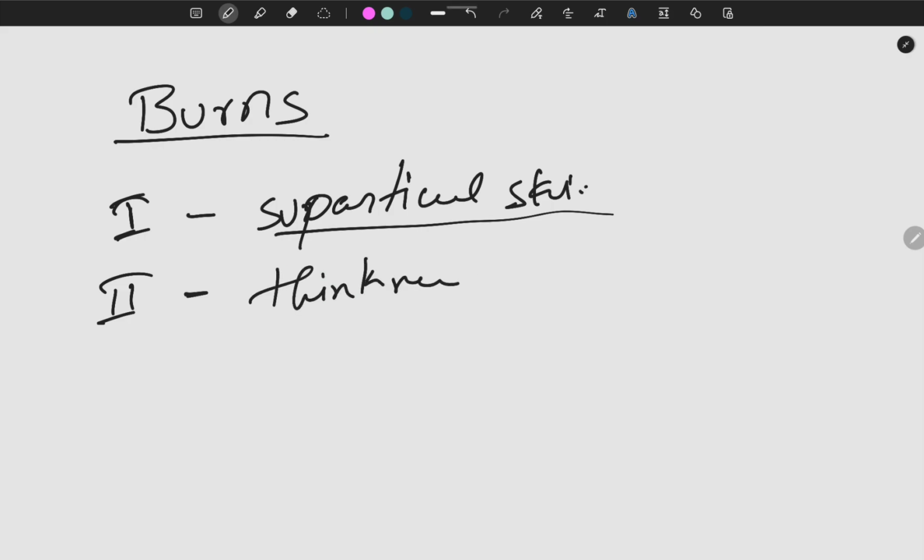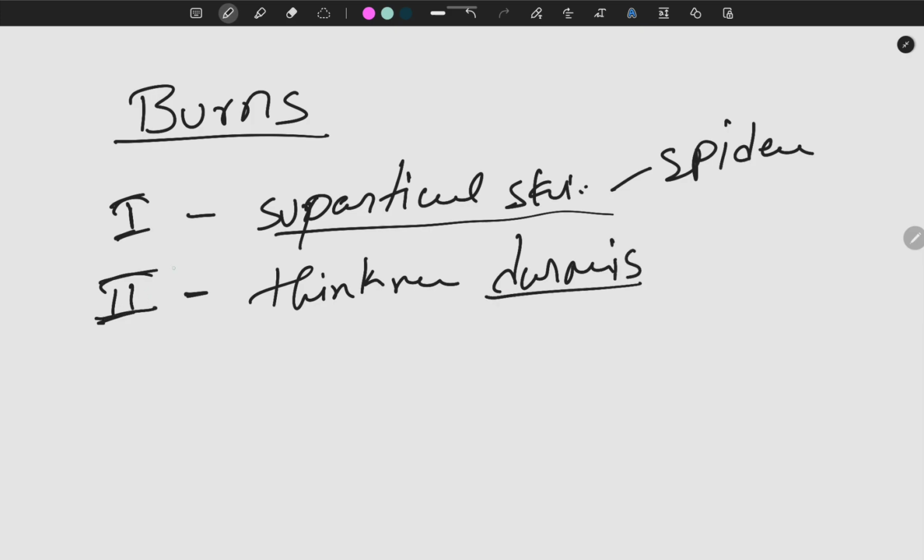So it involves the dermis. Okay, so in this we have the epidermis. So the involvement of the skin dermis is known as second degree burns. So this burn is very painful. So you may get the question, that is very painful burns. So that is second degree burns.